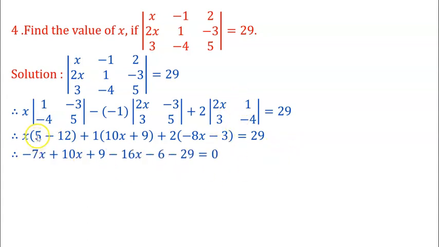x into, in bracket 5 minus 12, that is minus 7. Minus 7 into x, minus 7x. Next, 1 into 10x, you will get here 10x. 1 into 9, you will get here 9. 2 into minus 8x, minus 16x. Plus 2 into minus 3, minus 6. Take this 29 to the left hand side, it will become minus 29. That's equals to 0. Next evaluation, minus 7x plus 10x, you will get here plus 3x.